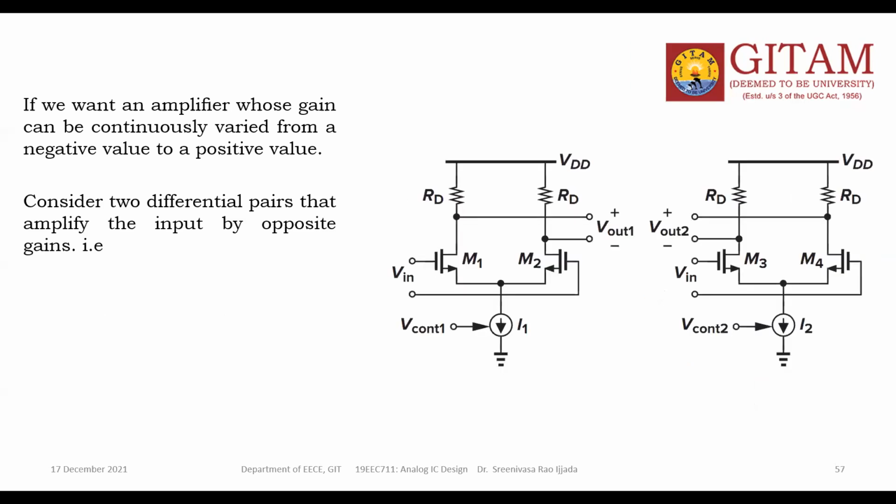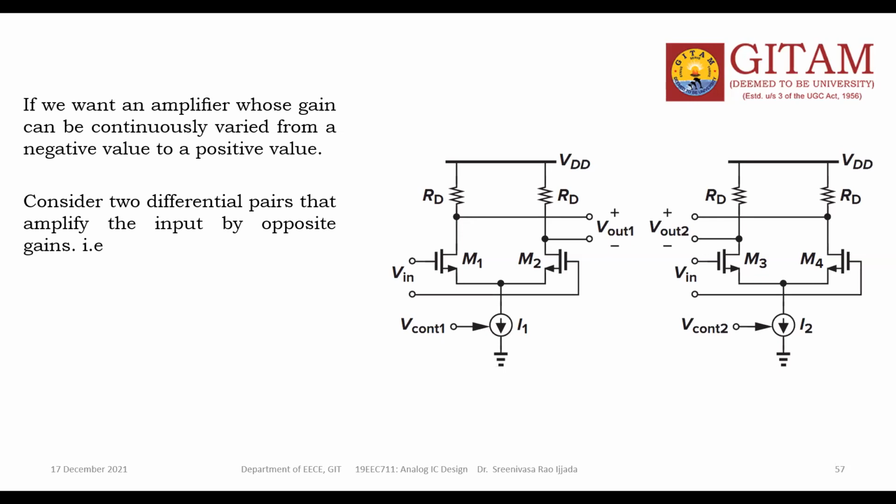Now, variable gain. Here there are two differential pairs. In the earlier basic circuit, the variable gain you can get is from 0 to some value. Suppose you want from a negative value to a positive value, so ideally I can say from minus infinity to plus infinity. You won't actually get infinite gain, but the range of the gain is larger.